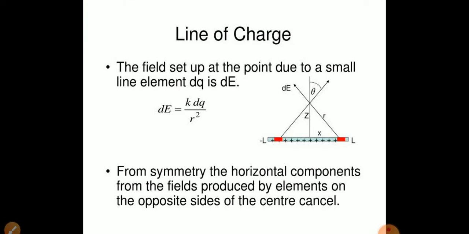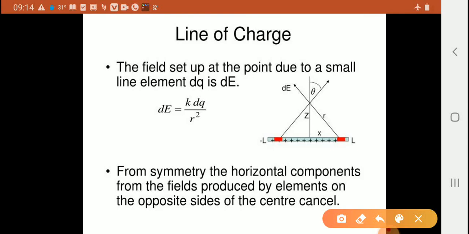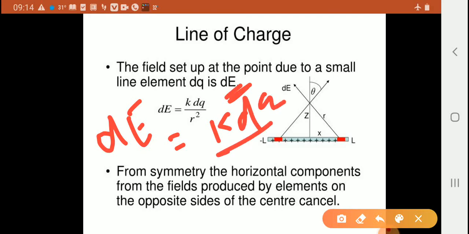The field set up at the point due to a small line element dq is dE, so dE equals k dq upon r square. From symmetry, the horizontal components of the field produced by elements on the opposite sides of the center cancel.